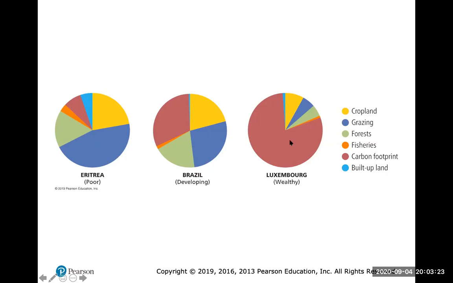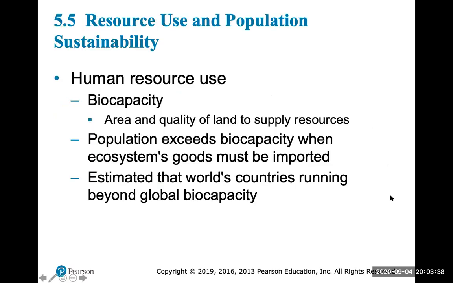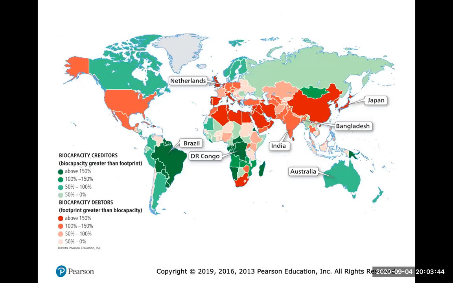And the carbon footprint of a wealthy country is extremely large versus the footprint of Eritrea, which is a poor country. Their big impact on the environment is grazing land. Human resource use: the biocapacity is the area and quality of land to supply the resources. This looks at biocapacity creditors and debtors. So if their footprint is greater than the biocapacity, or if the biocapacity is greater than the footprint.